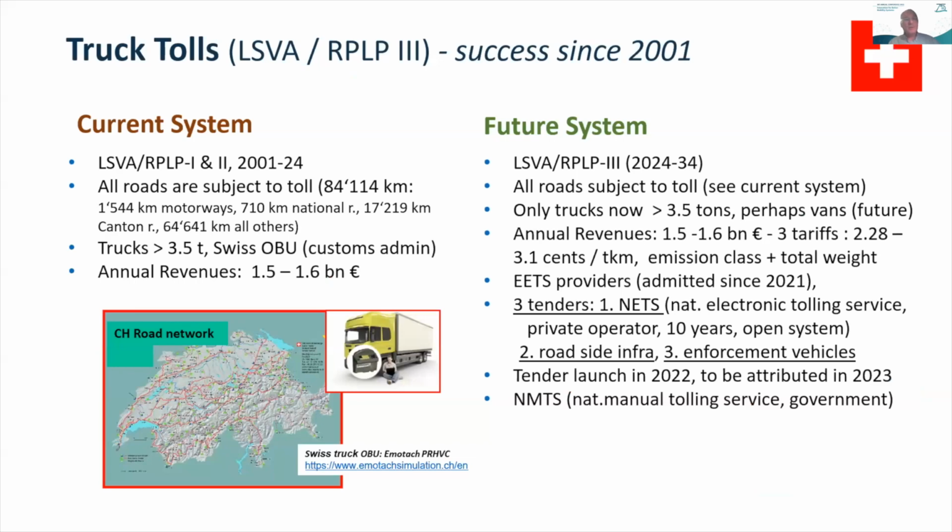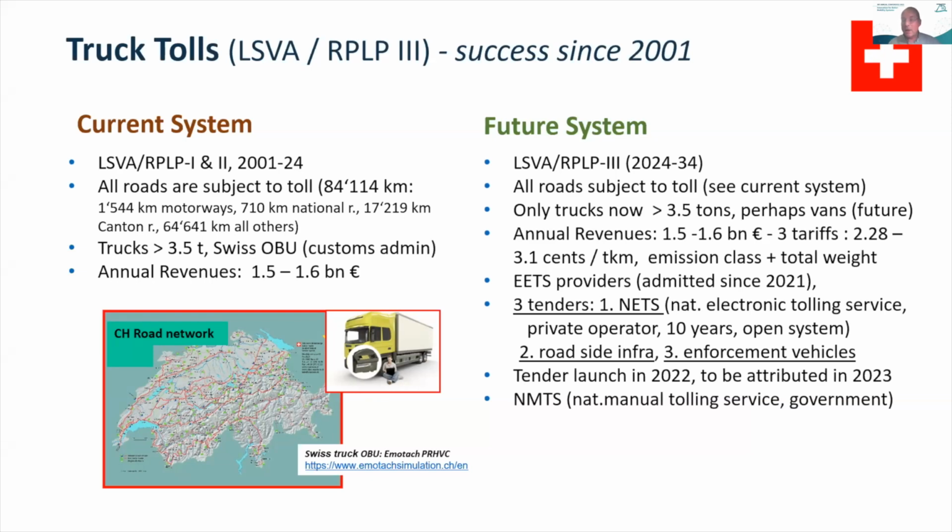I pass to the Swiss case study. Switzerland has had a truck toll since 2001. There are already 2 phases. It's called LSVA, RPLP in French, 1 and 2. And we just had the tender. So the trucks have to pay a fixed rate according to the vehicle categories, axle and weight, and on the whole road network.